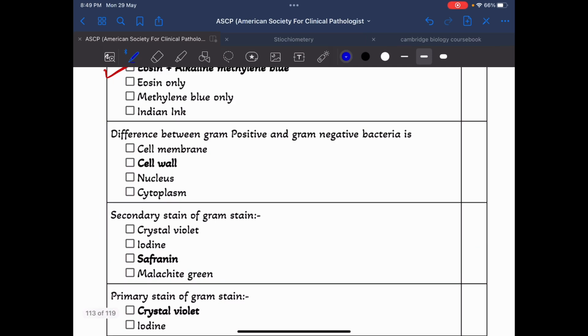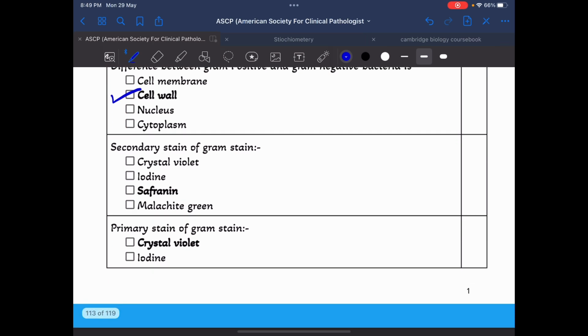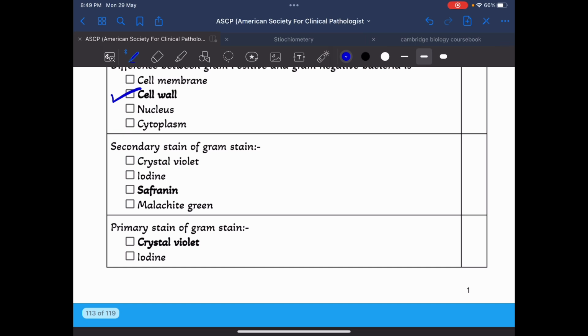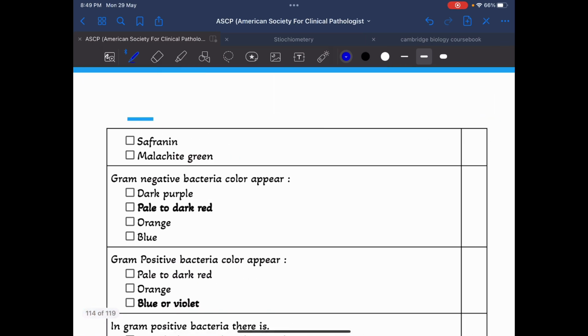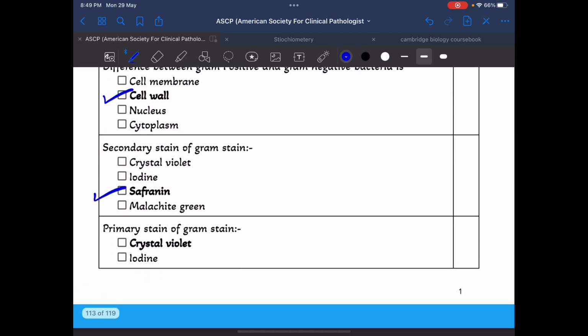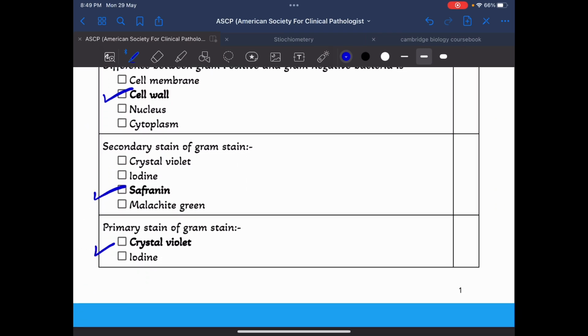The difference between gram-positive and gram-negative bacteria is cell membrane, cell wall, nucleus, cytoplasm. It is the cell wall. Secondary stain of gram stain: crystal violet, iodine, safranine, malachite green. The correct answer is safranine. The primary stain of gram stain: crystal violet, iodine, safranine, malachite green. The correct answer is crystal violet.